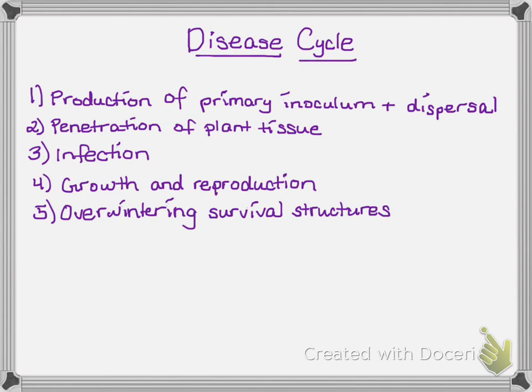Firstly, we have the production of primary inoculum and then dispersal of this inoculum. Once the inoculum finds its plant host, we have penetration of the plant tissue. Third, we have infection. Then we have growth and reproduction of the pathogen. And then, in some cases, we have overwintering survival structures that are formed. So let's take a closer look at these steps.